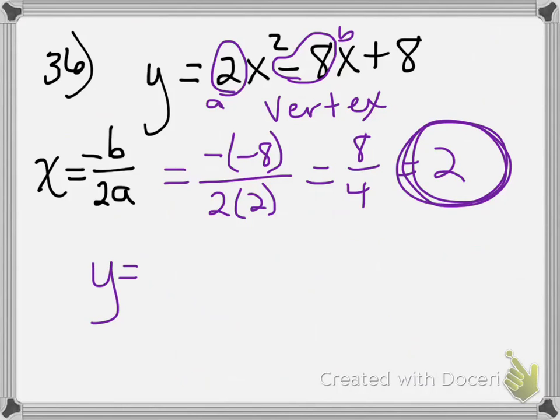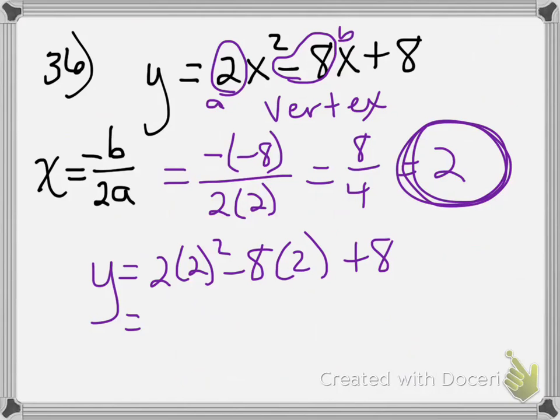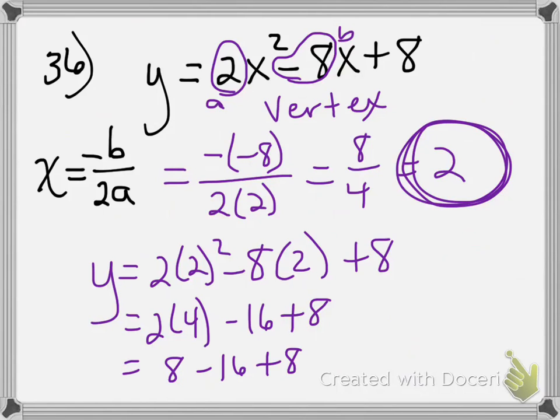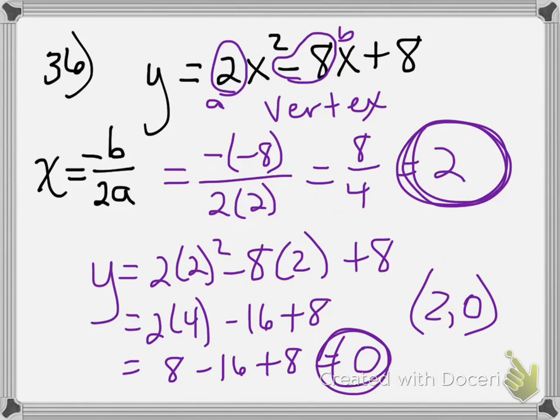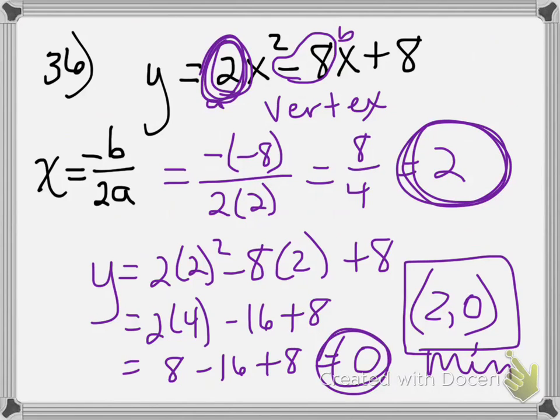To find the y value of my vertex, I'm going to plug 2 into the original equation. That's going to give me 2 times 4 minus 16 plus 8, which is 8 minus 16 plus 8, which happens to be 0. So that's my y value. So (2, 0) is the vertex, and the vertex is the maximum or the minimum, depending on which way this graph goes. It's actually a minimum in this case, because that's positive, which means that it opens upward.